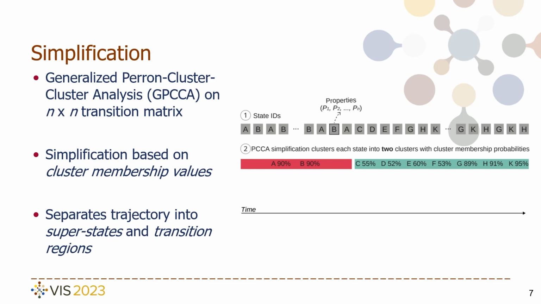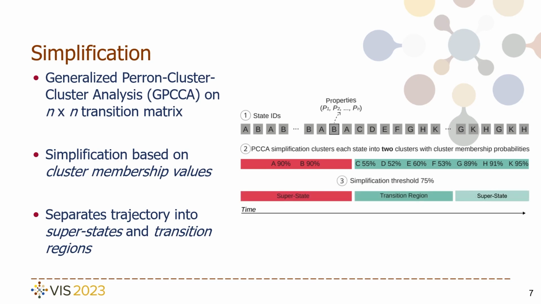Then, we apply a simple threshold. States with cluster membership values below the threshold go into transition regions, and states above go into superstates. This is done because states with a low cluster membership probability are likely to be between clusters, and states above are likely to be low energy transitions. It should be mentioned that the simplification threshold is an adjustable parameter within MolSieve's interface.